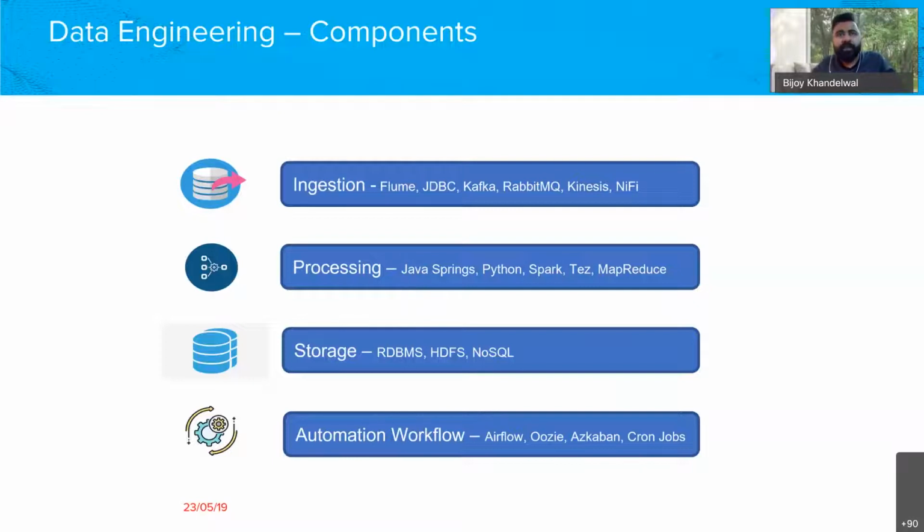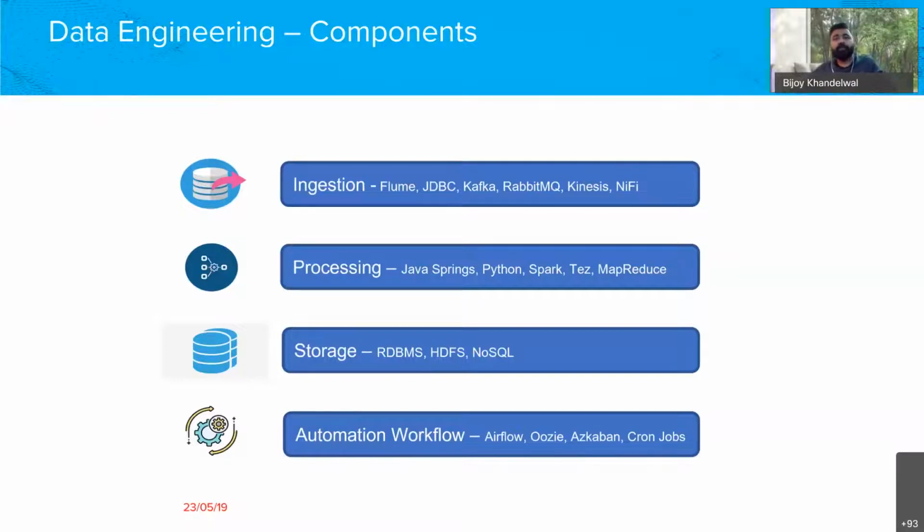The first thing is ingestion, and the various ingestion technologies or techniques that are available are a normal JDBC connection that can be made on an RDBMS system, Flume or Kafka or Kinesis if we are talking about real-time streaming of data from a source, or RabbitMQ or NiFi if we are talking about real-time, but maybe not parallel ingestion of streams.